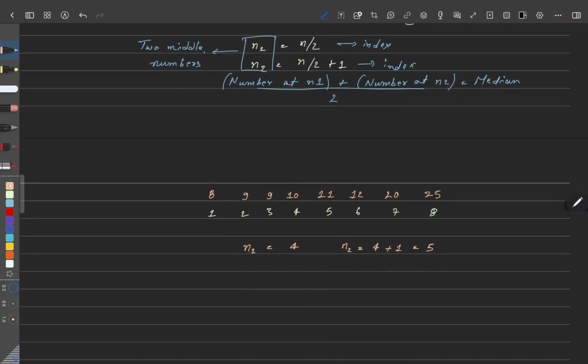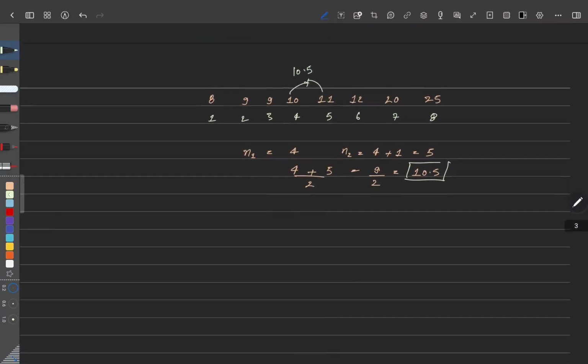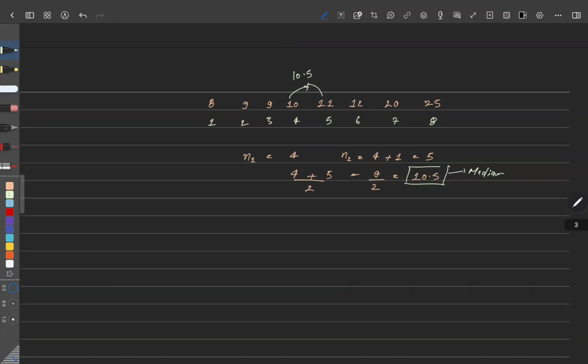Let's now apply the formula. The number at n1, which is 4, plus the number at n2, which is 5, and then divide by 2. So 10 plus 11 is 21, divided by 2, which gives us 10.5. So this is the median. The two middle numbers give us 10.5. This is the median.